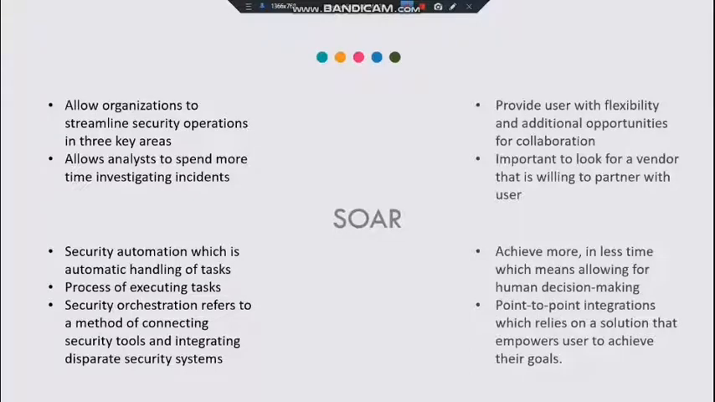Second one, security automation is the automatic handling of tasks that are related to security operations. It is the process of executing tasks such as scanning for vulnerabilities or searching logs without human intervention. Security orchestration refers to a method of connecting security tools and integrating disparate security systems. It is the connected layer that streamlines security processes and powers security automation.